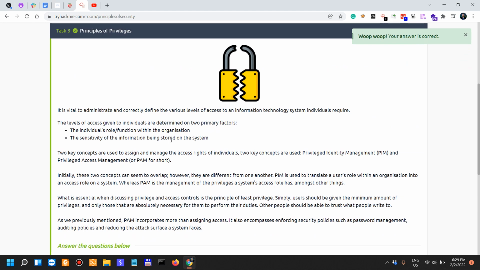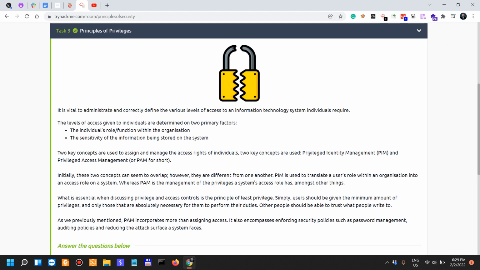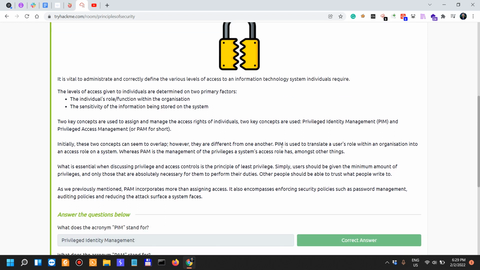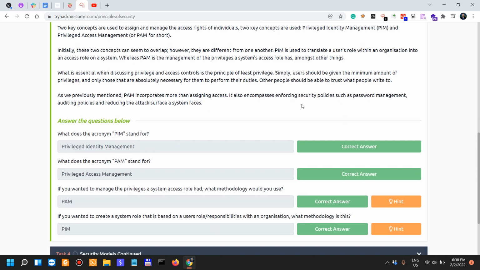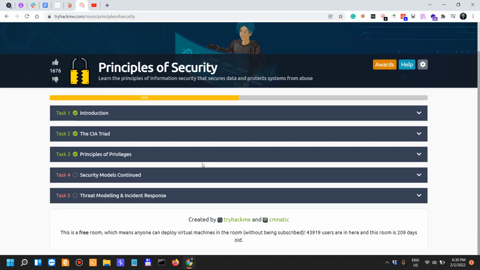Principles of privileges. They talk about PIM and PAM. PIM stands for Privileged Identity Management, and PAM, Privileged Access Management. So PIM is used to translate a user's role, identity management, within an organization, whereas PAM is the management of privileges a system access role has. A few questions related to that kind of stuff. So this is also finished.